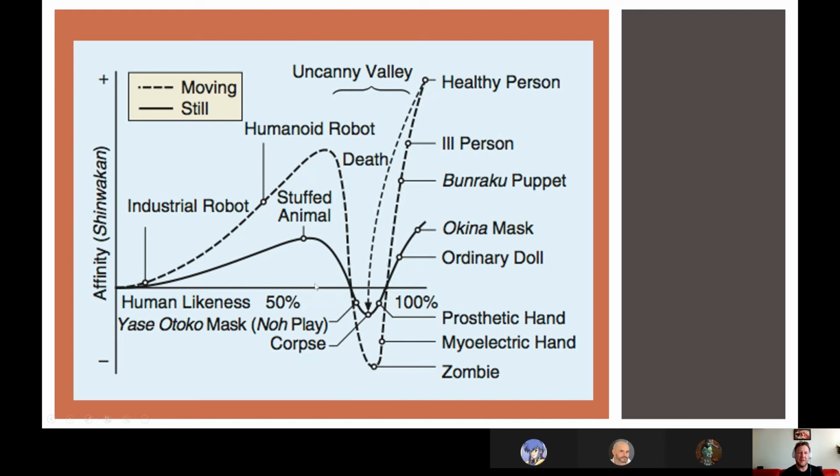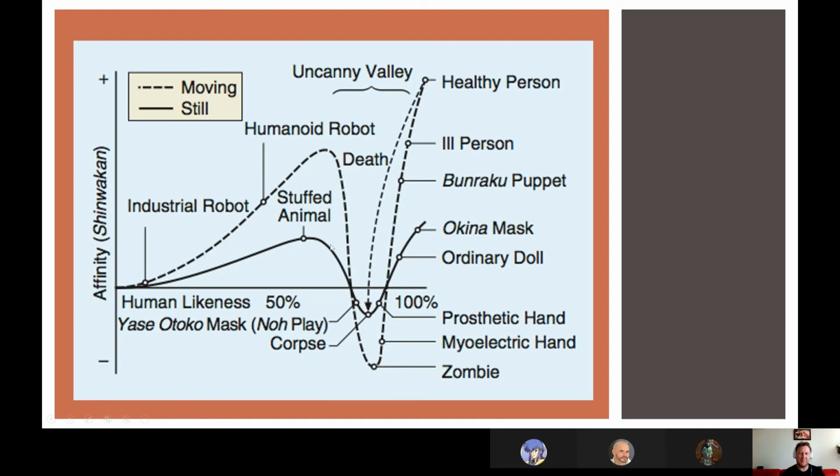This line is for still images, for this still something. This line is for, let's say, moving things, like a moving robot, a doll with a puppeteer, a character from a game, or maybe a creature from a movie. As you can see, the more human-like the character or object is, the more appeal it has for the viewer. But at some point, there is a very deep dive down.